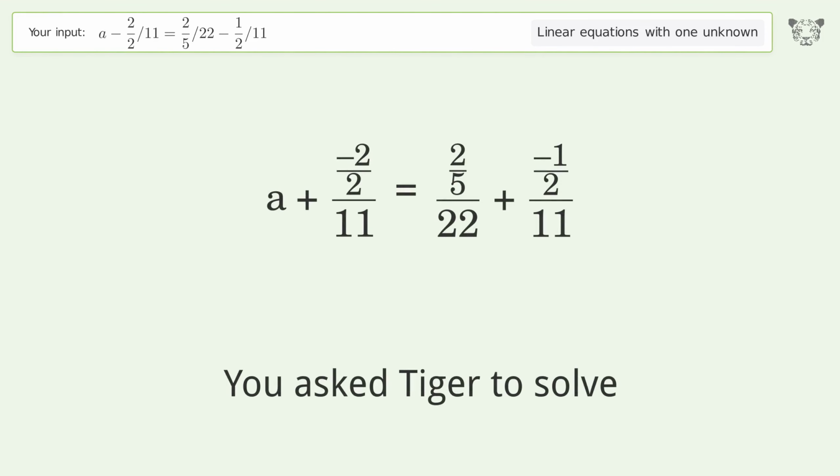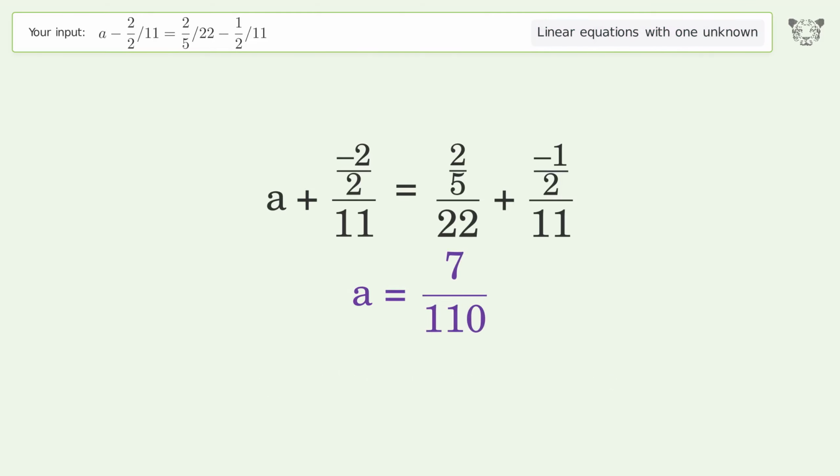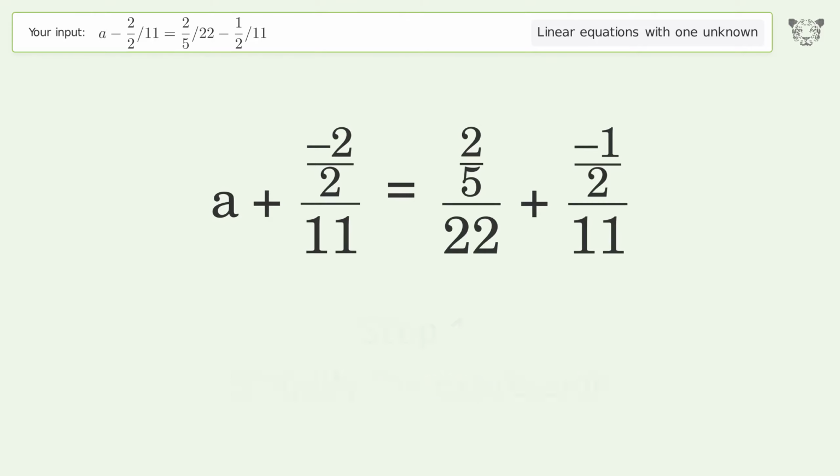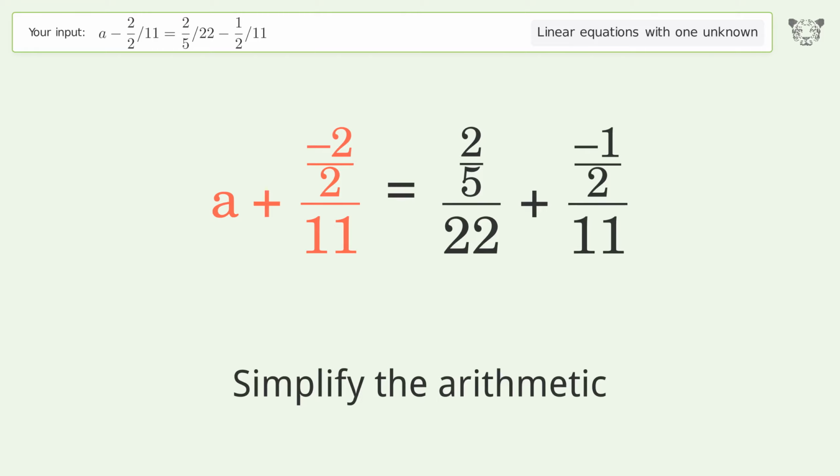You ask Tiger to solve this. It deals with linear equations with one unknown. The final result is a equals 7/110. Let's solve it step by step. Simplify the expression. Simplify the arithmetic.